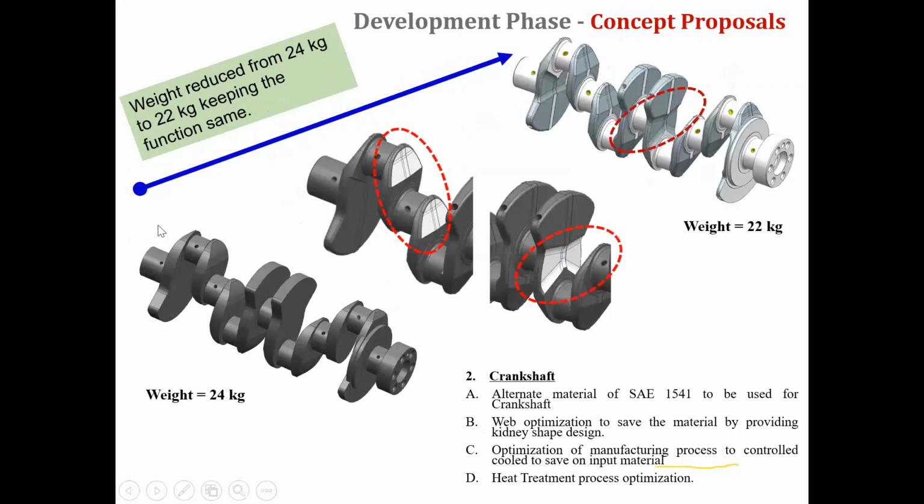And the next one is the crankshaft. Initially, the weight is 24 kg, and the weight reduction is 2 kg. Here you are going for an alternate material with grade SAE 1541 material. And here, as I told you, you are going for a web optimization. You are going to reduce the thickness by providing the kidney shape. Kidney shape means how our human kidney looks. The same type of slot design is used for this optimization of the web.